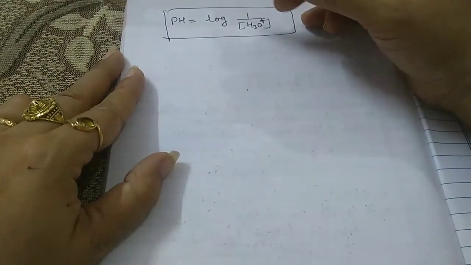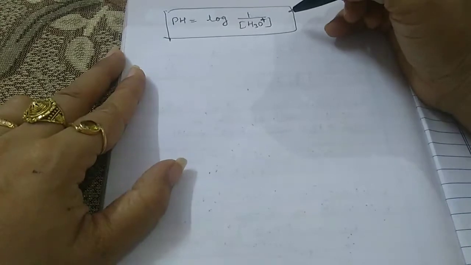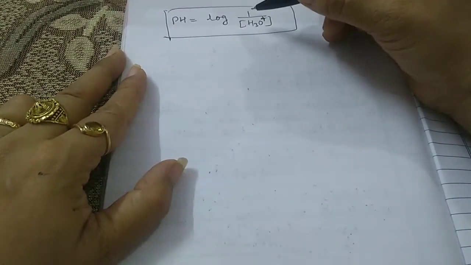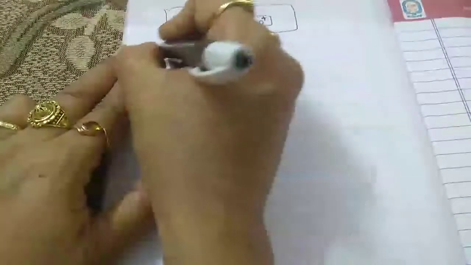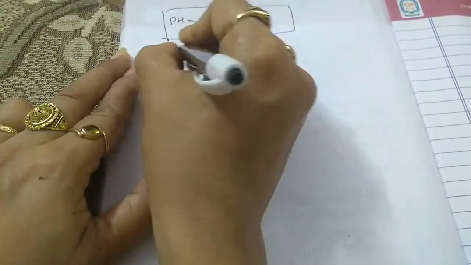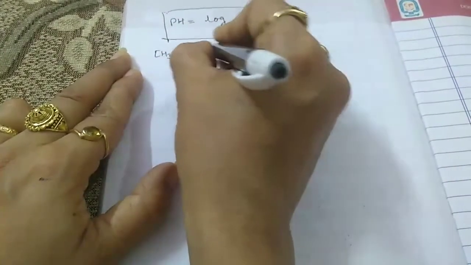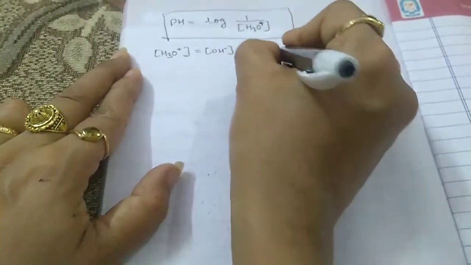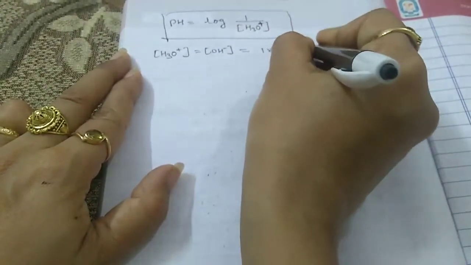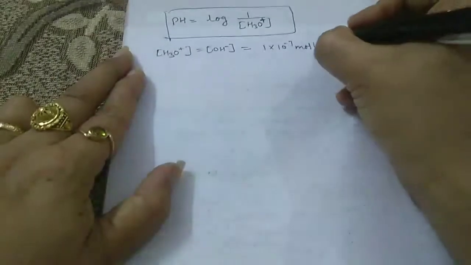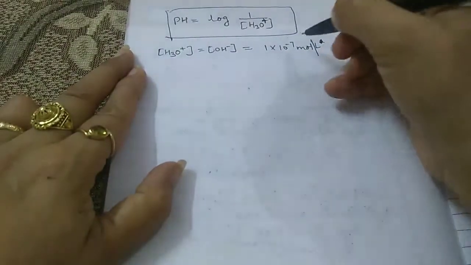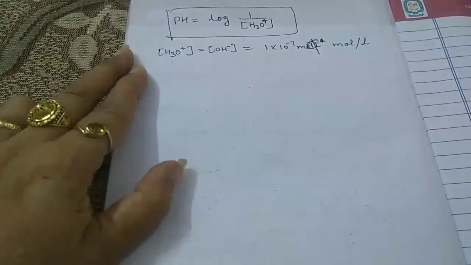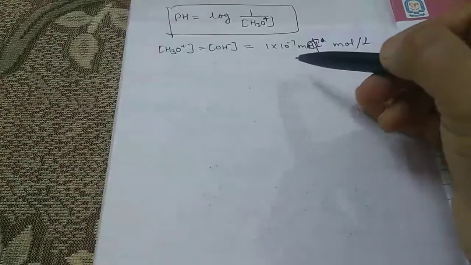For a neutral solution at 298 Kelvin, the H3O plus value is equal to OH negative. We have already discussed it before. It is 1 multiply 10 to the power minus 7 mole per liter. This is for the neutral solution.